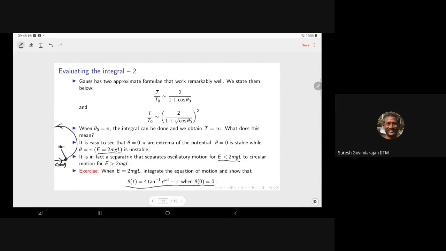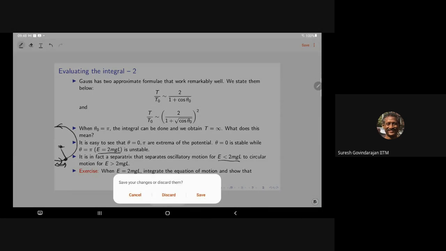Again, this is an exercise. You can do these integrations and you can get it. But you can only do this when E equals 2mgl.